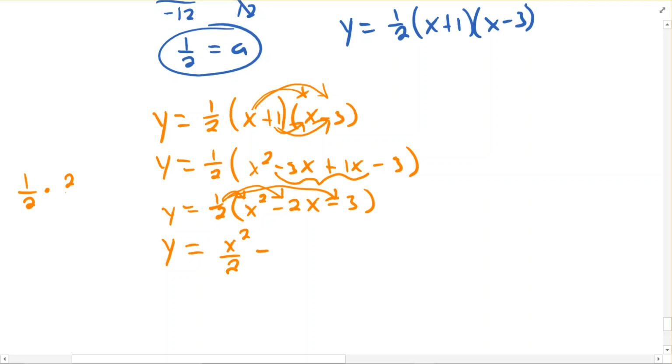That's the same as 1/2 times 2 over 1, right? Same type of thing. So the 2's cancel. This is just 1. So all I have left is just x. And then finally, minus 3 over 2. And that's it.